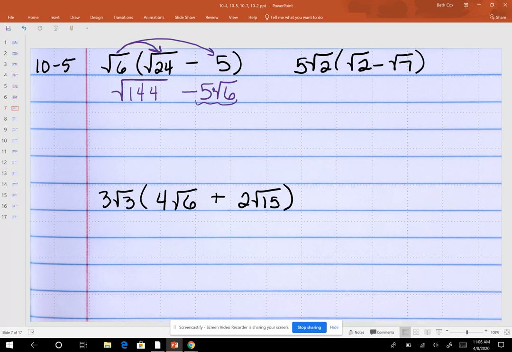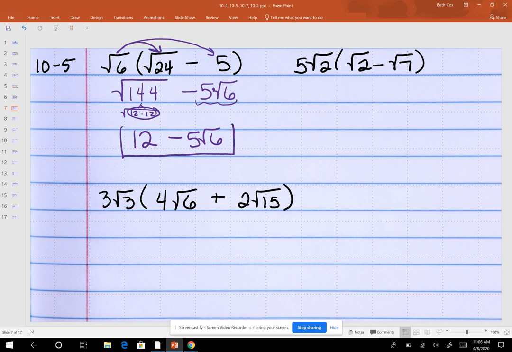Okay? All right. So let's keep going. Simplify. I can simplify the 144. That's 12 times 12. Again, I don't have to always go all the way down. If I've got a pair, they can get out. So this is just 12 minus 5 square roots of 6. Now, can I keep going? No. This is our final answer.